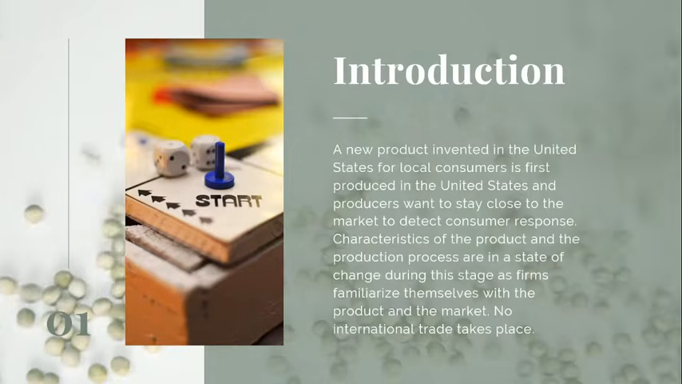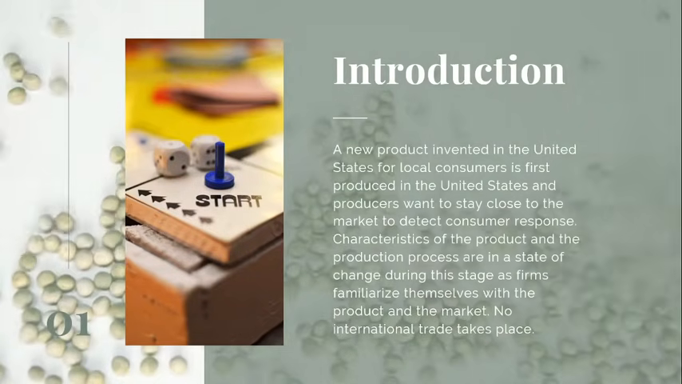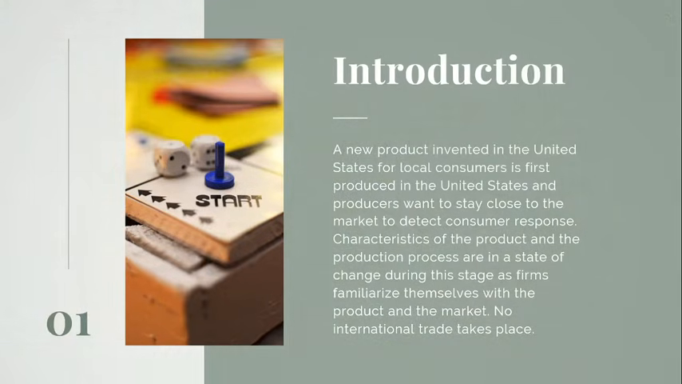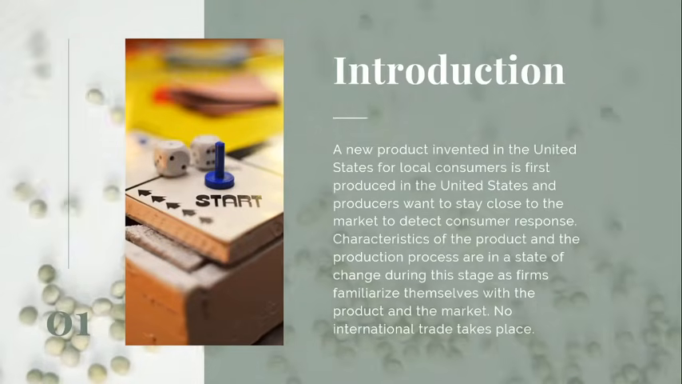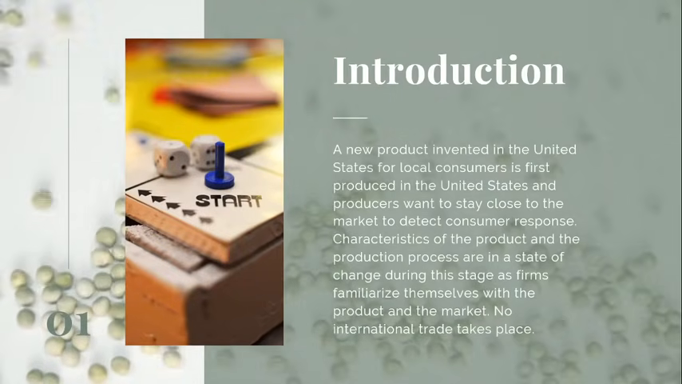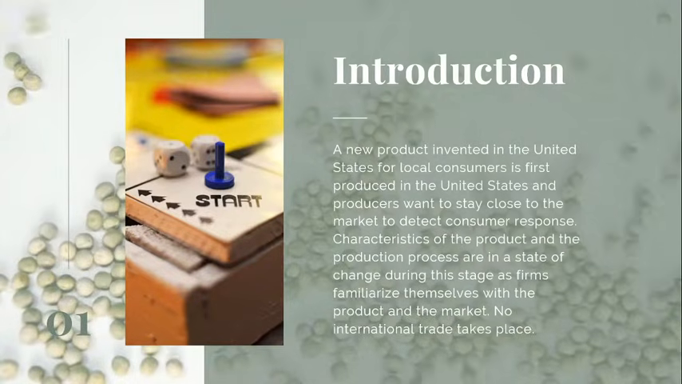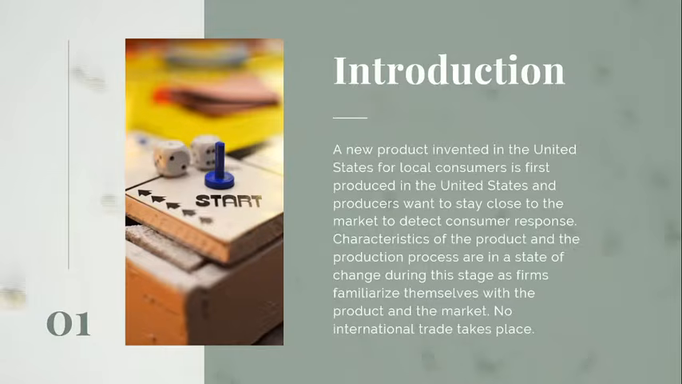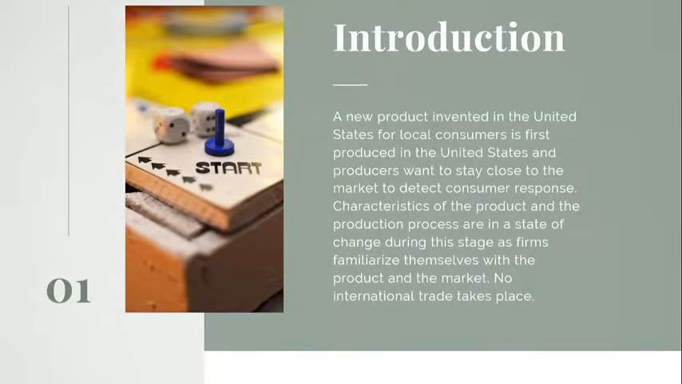For example, a new product invented in the United States for local consumers is first produced in the United States because that is where the demand is, and producers want to stay close to the market to detect consumer response. Characteristics of the product and the production process are in a state of change during this stage as firms familiarize themselves with the product and the market. No international trade takes place.